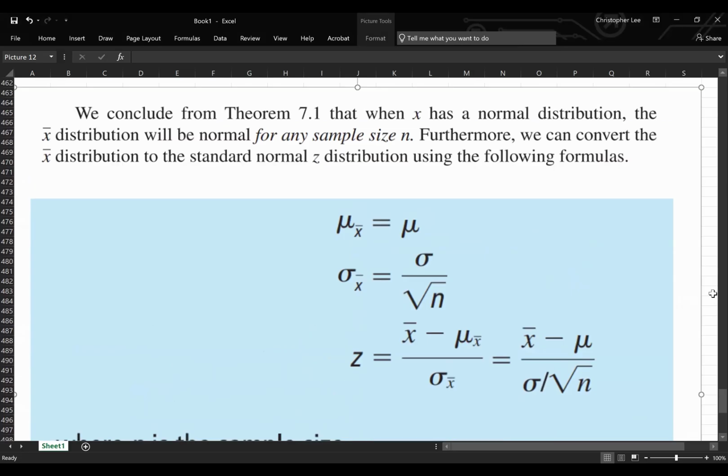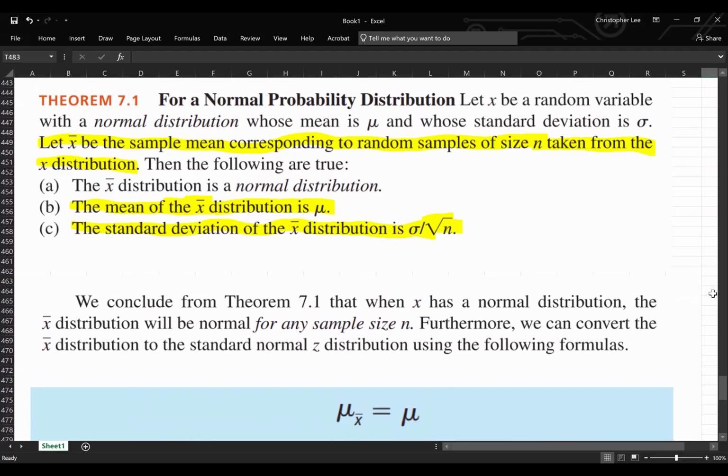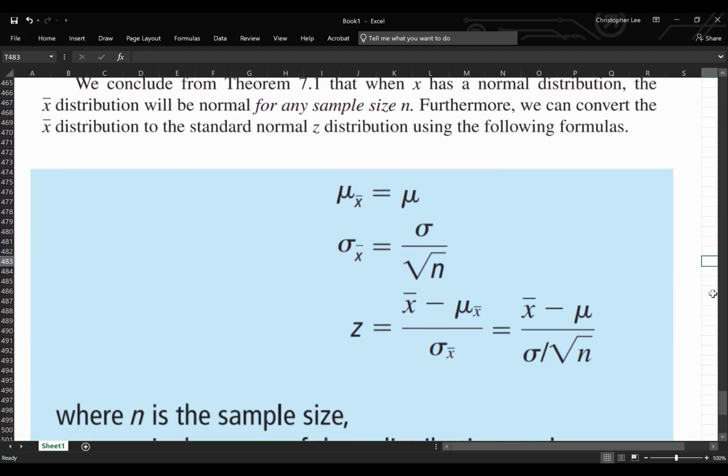So we conclude from Theorem 7.1 that when X has a normal distribution, the X bar distribution will be normal for any sample size n. Furthermore, we can convert the X bar distribution to the standard normal Z distribution using the following formulas. This is the magic right here. The mean for the X bar distribution is the same thing as mu. The standard deviation for the X bar distribution is equal to the standard deviation divided by the square root of n.